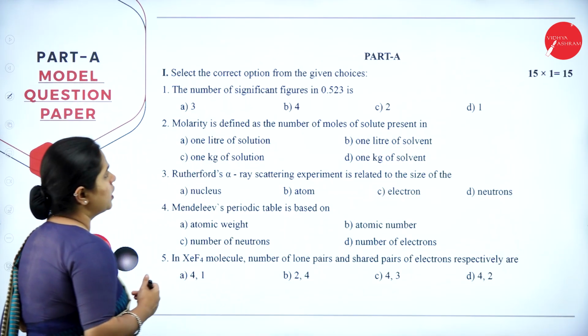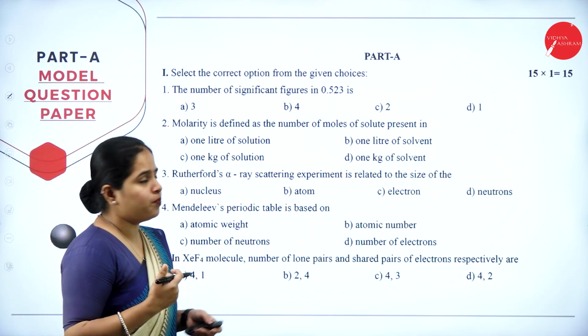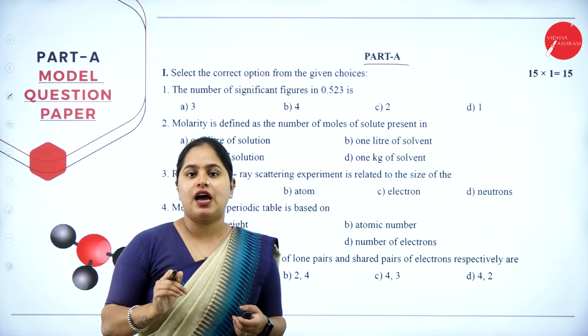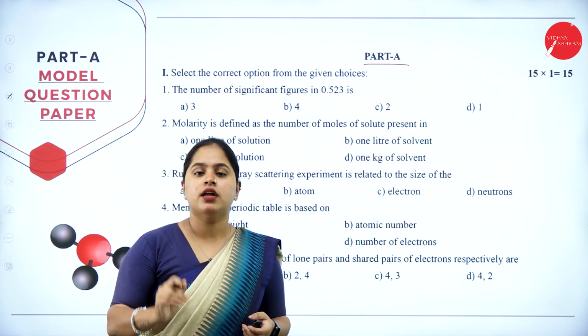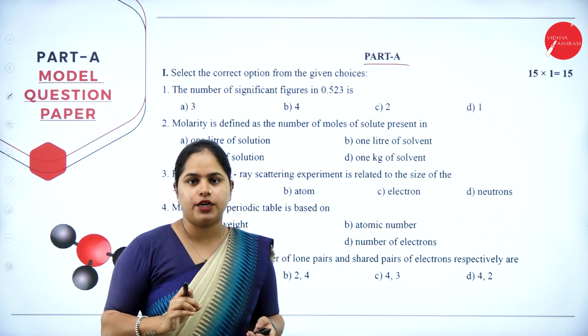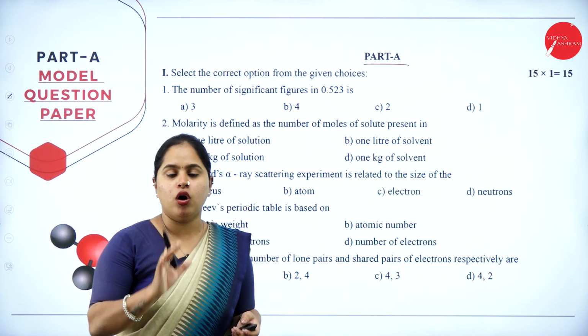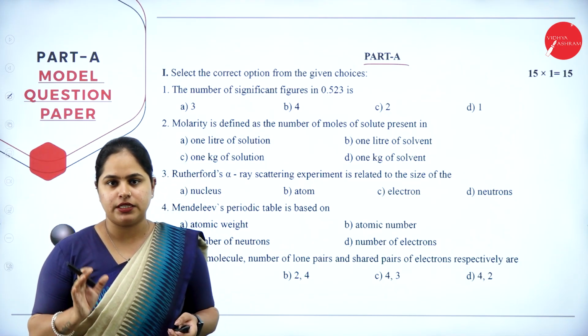Now let's move on with the question paper. As discussed, the first part is Part A, which is having 20 questions in total, which are all compulsory to attend. There are no internal choices in Part A. All the 20 questions are compulsory to attend.